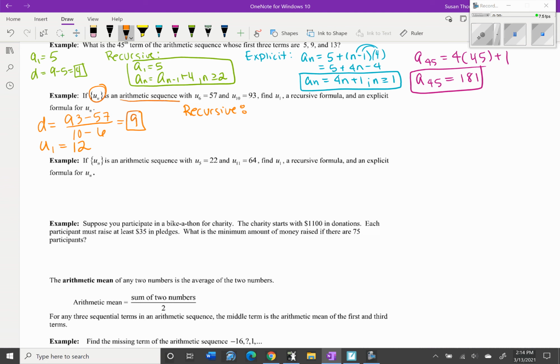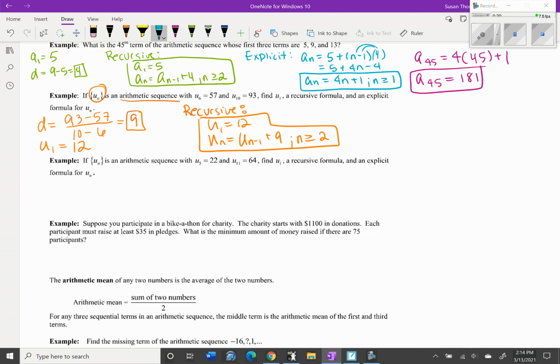So the recursive form, I have to state my first term. So u sub 1 equals 12, and u sub n is equal to the previous term, u sub n minus 1, and then plus my common difference, which is 9, for n values greater than or equal to 2.